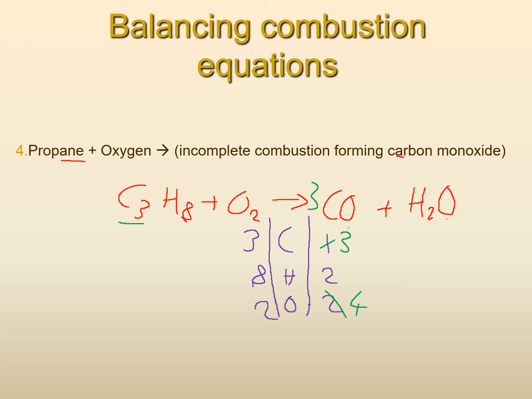Okay, now I'm going to solve my hydrogens. I've got 8 hydrogens here and 2 here. Let's stick a 4 there. So my 2 becomes 8, but I've changed my oxygens again. So my 4 and 3 oxygens means I now have 7. This is where it gets slightly difficult. Okay, I want 7 over here. Currently I've got 2. What do I multiply 2 by to get 7?